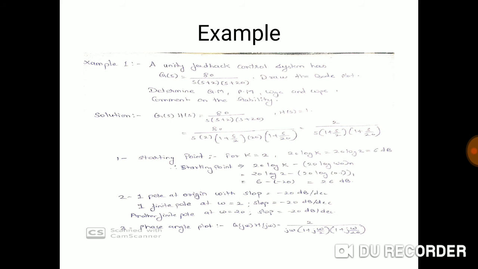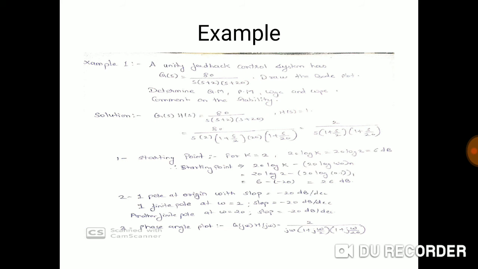A unity feedback system is given, G(s) is 80 divided by s into (s plus 8) into (s plus 20). Draw the Bode plot for this and determine the GM and the PM. Here it is. In the solution, what is the first step? Convert into j omega format, and then find out how many factors are present.